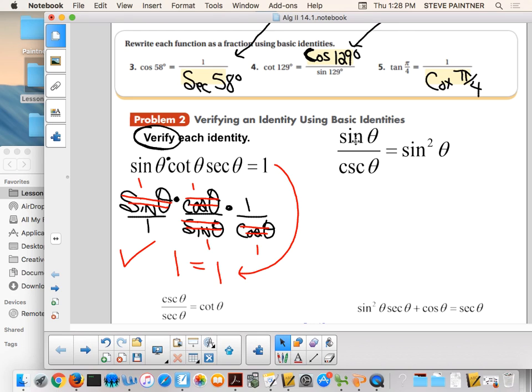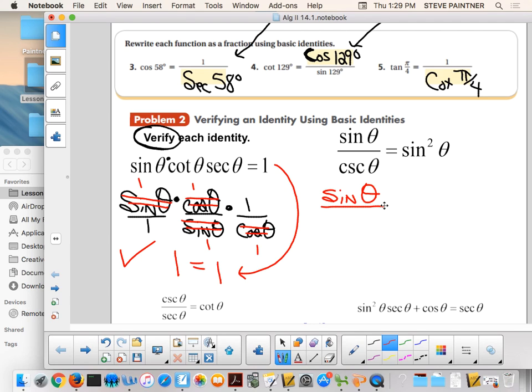Do you like sine? Is sine your friend? Yeah, leave it. Is cosecant your friend? No, get rid of it. So you'll say sine of theta divided by what? 1 over sine of theta. Just divide by the reciprocal.